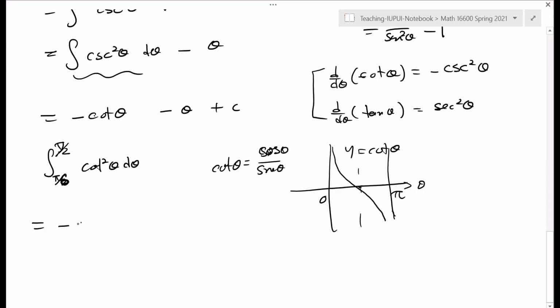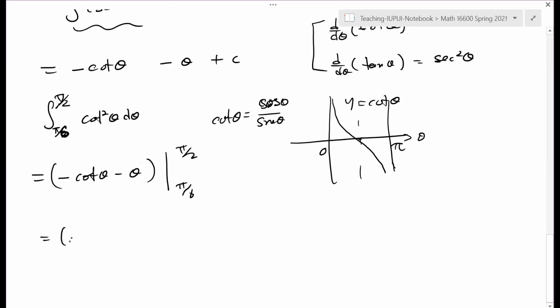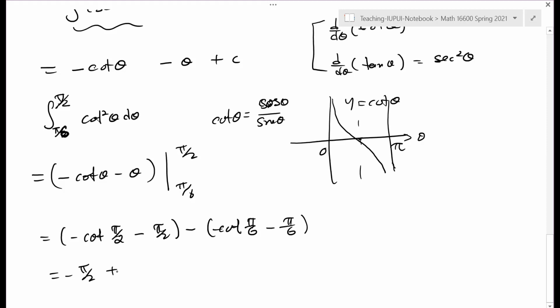So we already know the antiderivative of this function, and then you put in cotangent pi over 2 minus pi over 2, minus negative cotangent pi over 6 minus pi over 6. You have to evaluate: cotangent pi over 2 is 0. So this first part is negative pi over 2, plus cotangent pi over 6.